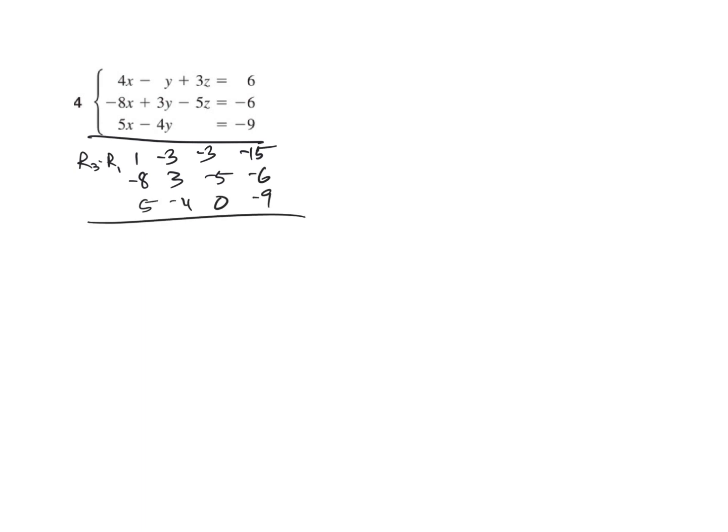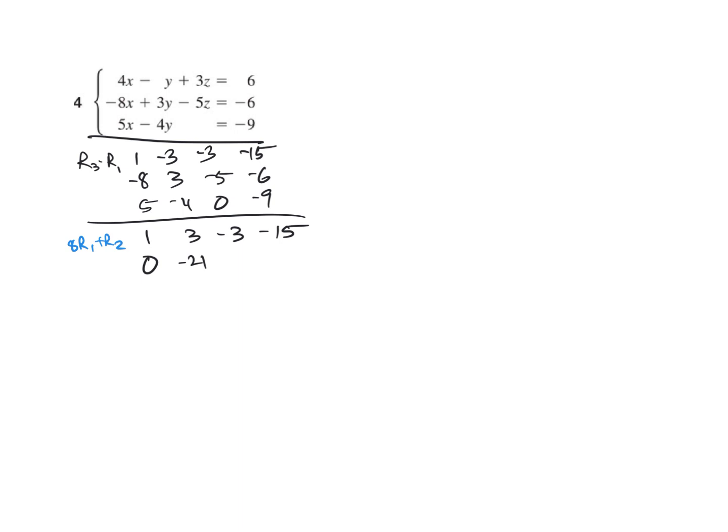Okay, so now what do we want to do? Let's start from there. So we will do 8 times row 1 plus row 2. Okay, so what do we get? So write your first row down here. 8 plus -8 is 0. What I'm doing, again, is 8 times -3 is -24 plus 3. So -24 plus 3 is -21.